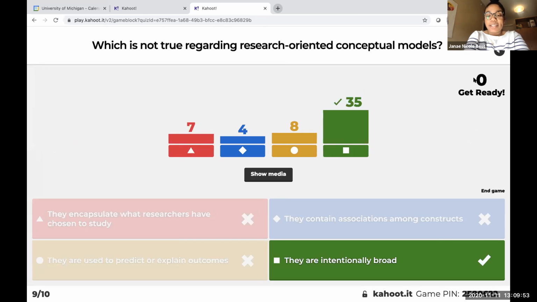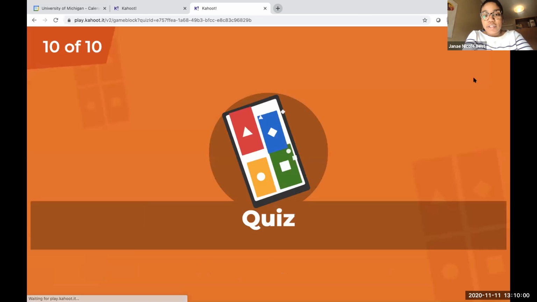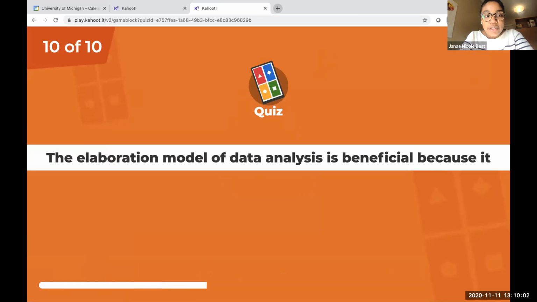Right. So although it may seem like conceptual models are intentionally broad, they're supposed to be folks' best attempt to be as specific as possible to narrow down the scope of their research.